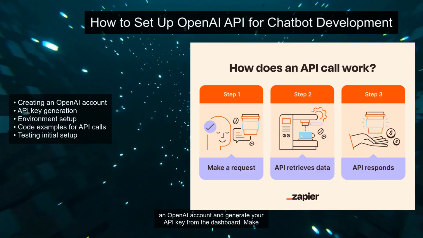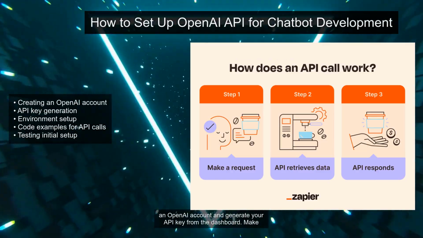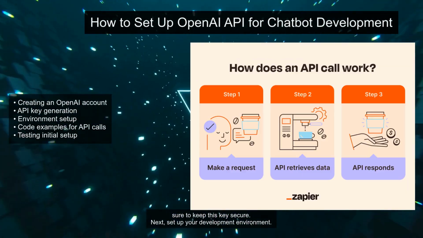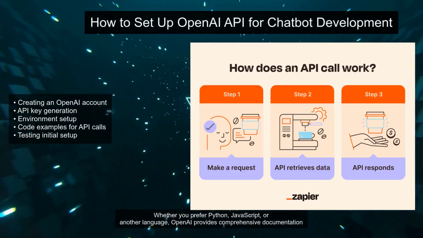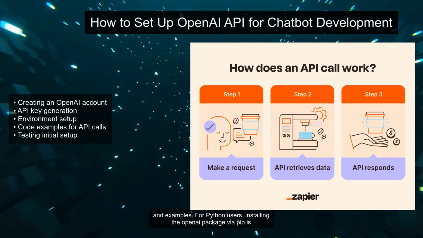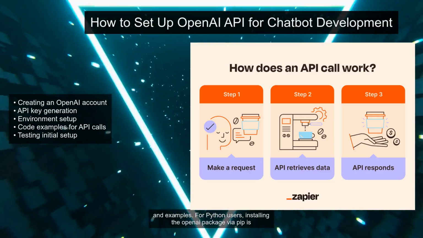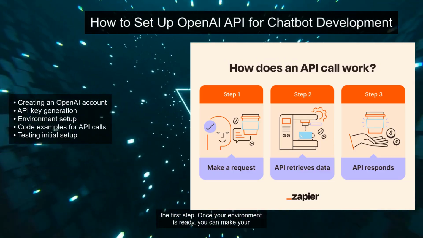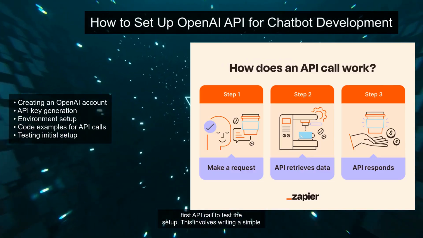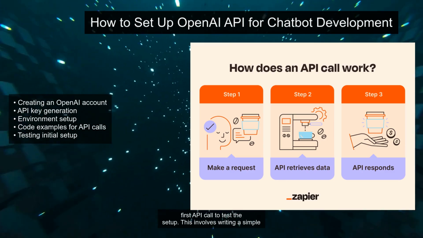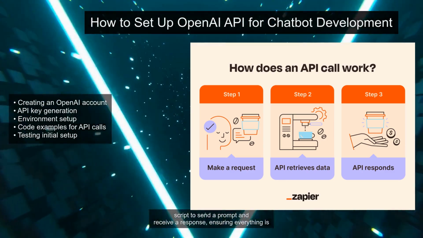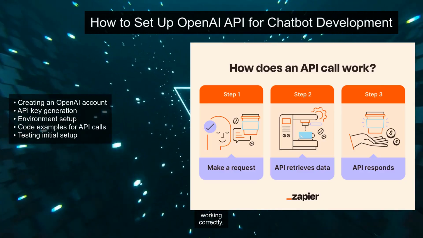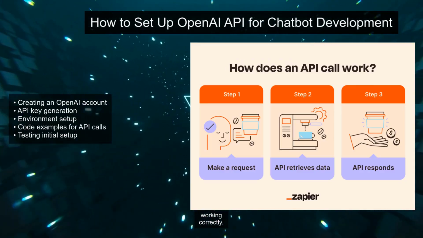Setting up the OpenAI API for your chatbot is straightforward. First, create an OpenAI account and generate your API key from the dashboard. Make sure to keep this key secure. Next, set up your development environment. Whether you prefer Python, JavaScript, or another language, OpenAI provides comprehensive documentation and examples. For Python users, installing the OpenAI package via pip is the first step. Once your environment is ready, you can make your first API call to test the setup. This involves writing a simple script to send a prompt and receive a response, ensuring everything is working correctly.